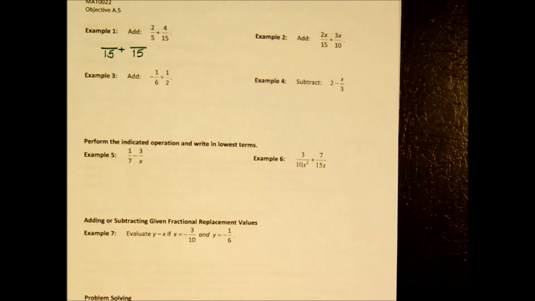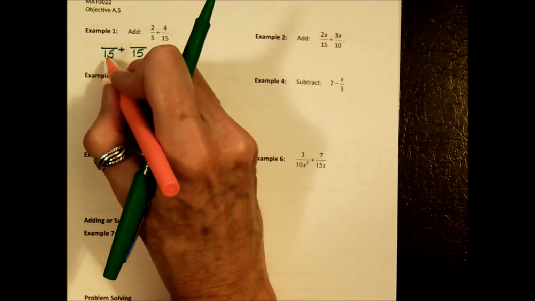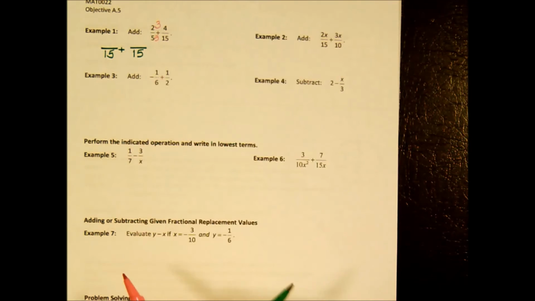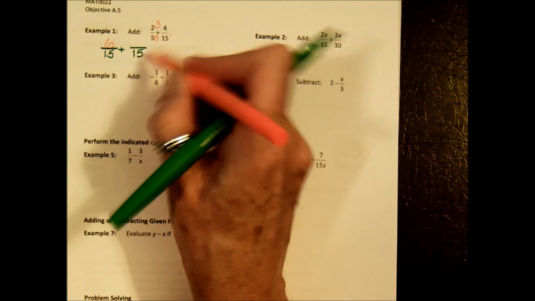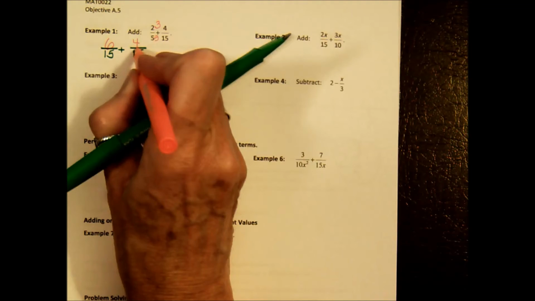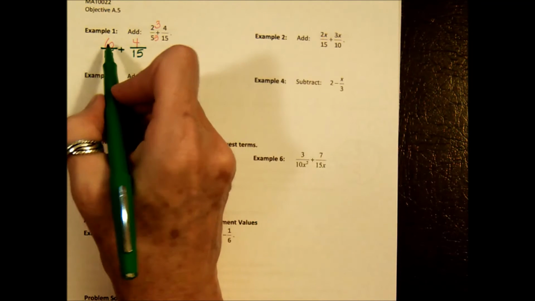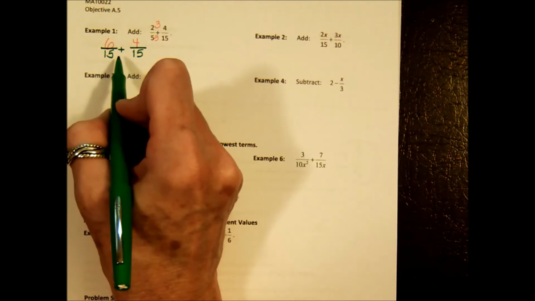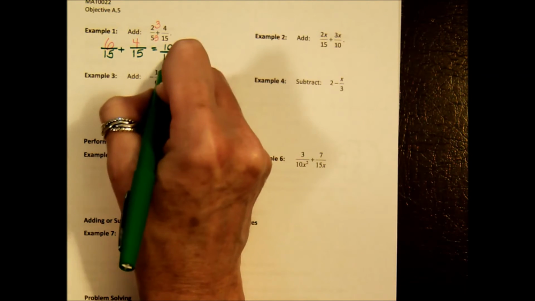So what you say is, what do you do to 5 to get 15? You multiply it by 3, so you multiply that numerator by 3 also. What do you do to 15 to get 15? Nothing, so don't do anything with that numerator either, because you didn't have to do anything to the denominator. And now I have like fractions. I have 6/15 plus 4/15 equals 10/15.